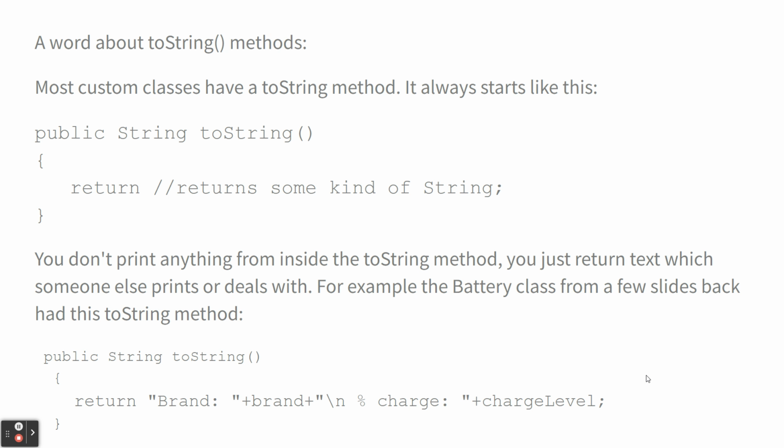A word about toString methods. Most custom classes have a toString method, and it always starts like this: public String toString. The naming is very specific. Java looks for that when you try to print an object. And you don't print anything inside the toString. You return text that somebody else is going to print. So, for example, in the battery class, we had this toString: return brand plus the brand variable, and then a new line and percent charge.